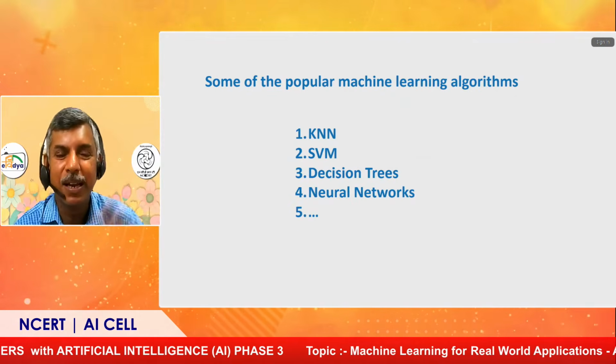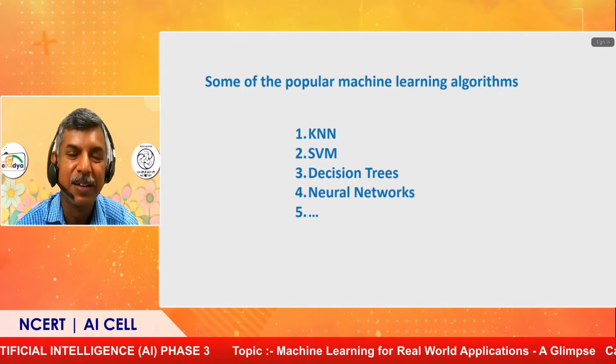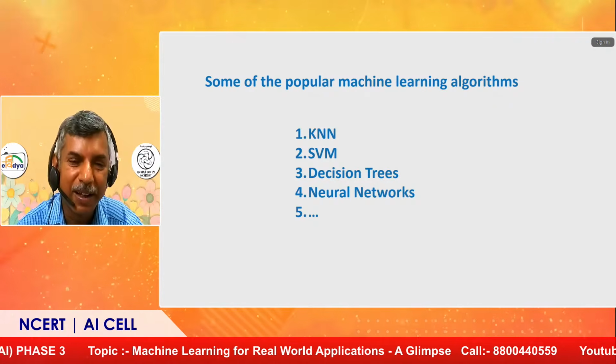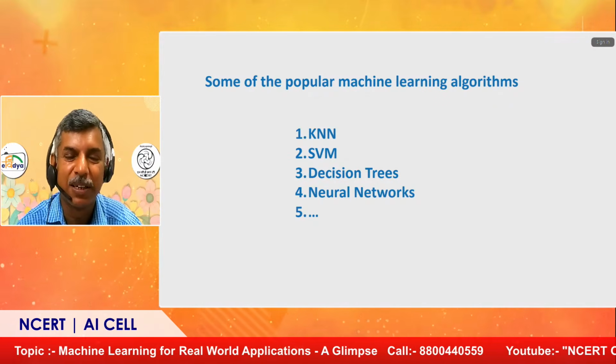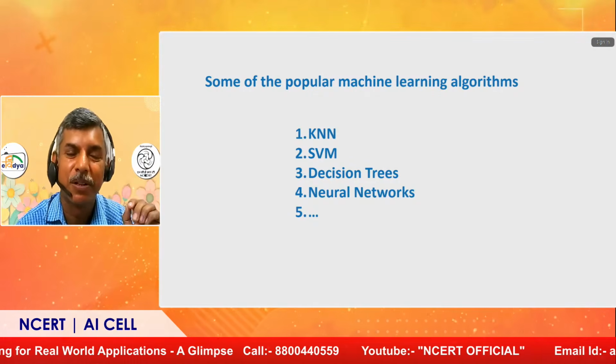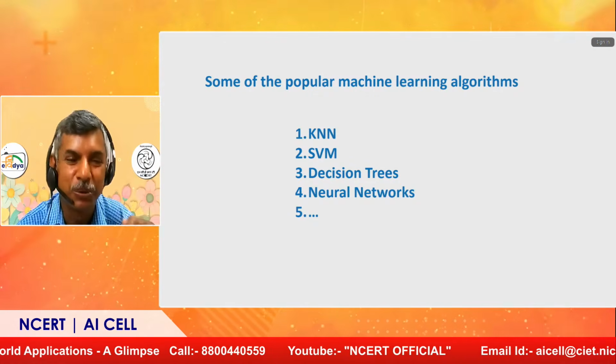So many machine learning algorithms are there. Which machine learning? When you talk about machine learning, what is it? This KNN, support vector machine, decision trees, neural network. So many machine learning algorithms. Depending upon the situation, we can use any machine learning algorithm.